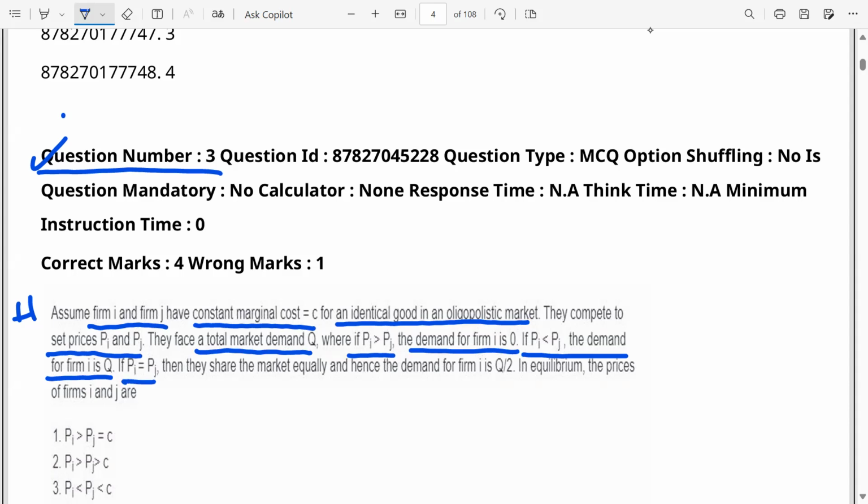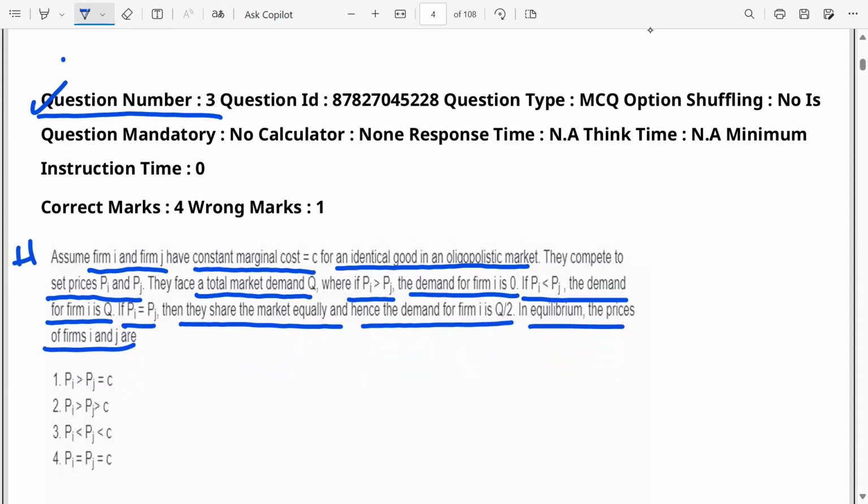If PI is equal to PJ, they share the market demand equally, and hence the demand for firm I is Q over 2. So if both the firms charge equal prices, the total demand, capital Q, will be equally split between the firms I and J. So each firm's demand will be Q over 2. So in equilibrium, the prices of firm I and firm J are what?